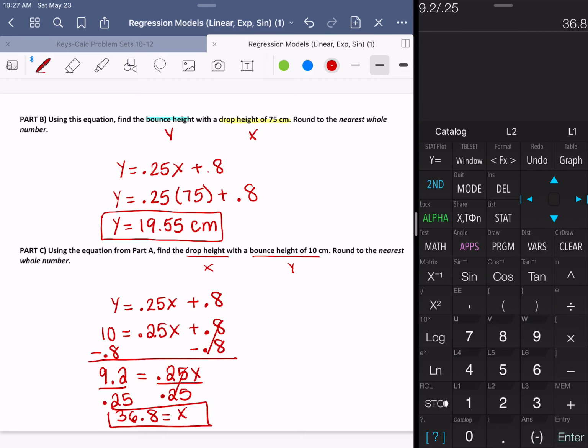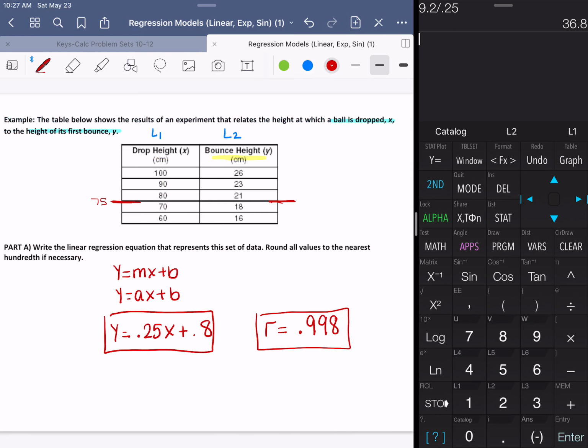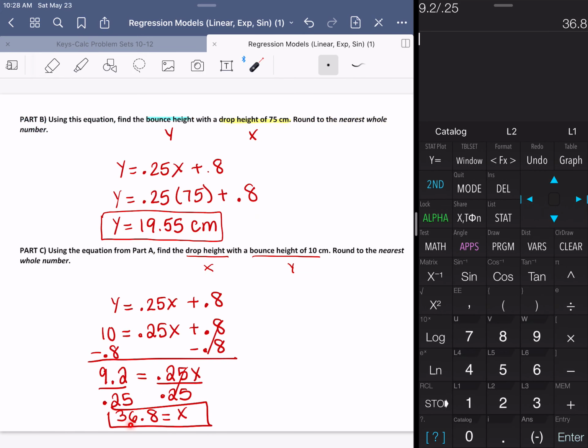And we could theoretically look at our chart again to see if this makes any sense. So we're looking for a bounce height of 10. Well, a bounce height of 10 is outside the data values, so we know that if we follow this trend, 100, 90, 80, 70, 60, it's getting smaller, so it has to be smaller than 60 for it to make sense. And I believe it is. Yep, 36.8. That was our final answer.